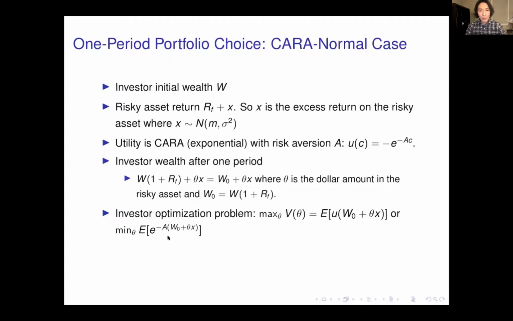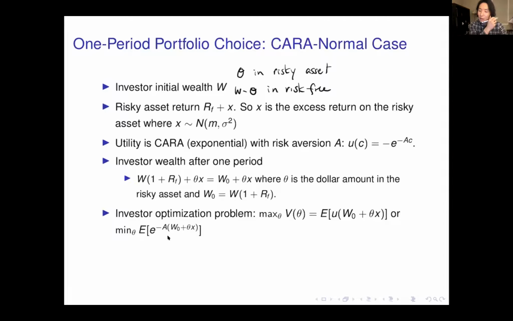And the investor has only one period. The initial wealth is W. That's the initial wealth, and the investor is going to decide on the portfolio. Of the W dollars, theta dollars go into the risky asset and W minus theta goes into the risk-free asset.